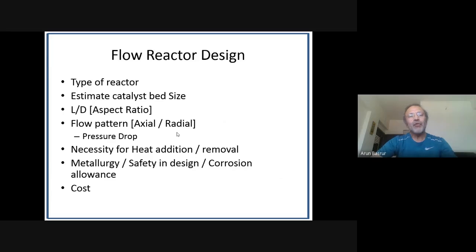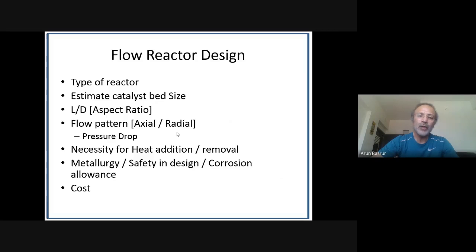So in designing a flow catalytic reactor, one is the type of reactor, which I'll elaborate on in my next slide. Then you estimate the catalyst bed size, which you will get to know from the study of intrinsic kinetics and the global kinetics. The aspect ratio, that is the length to the diameter of the catalyst bed. If pressure drop is critical, then one decides whether to go for an axial flow pattern, which will give you relatively higher pressure drop, or a radial flow pattern, which will give you relatively lower pressure drop.